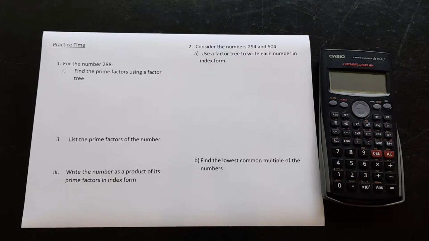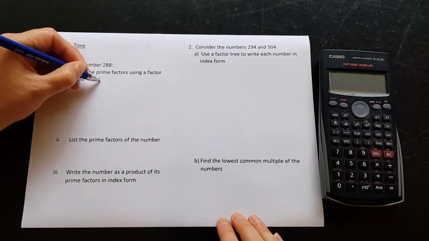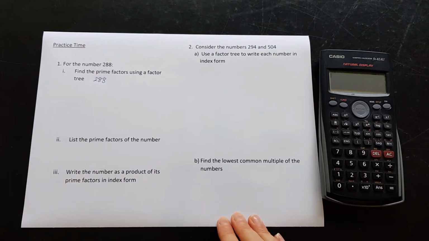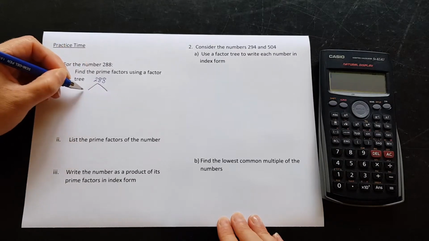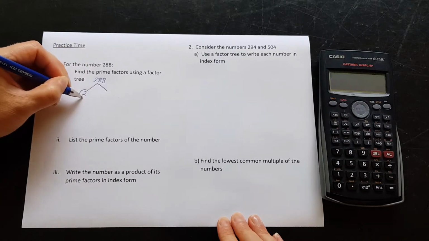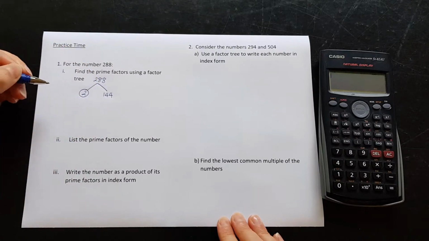So for question 1, we want to look at the number 288. Find the prime factors using a factor tree. So 288 is our number. We want to make the factor tree. So again, it's a big number. It's an even number. Let's just divide it by 2. So that'd be 2, which is prime, times 144.